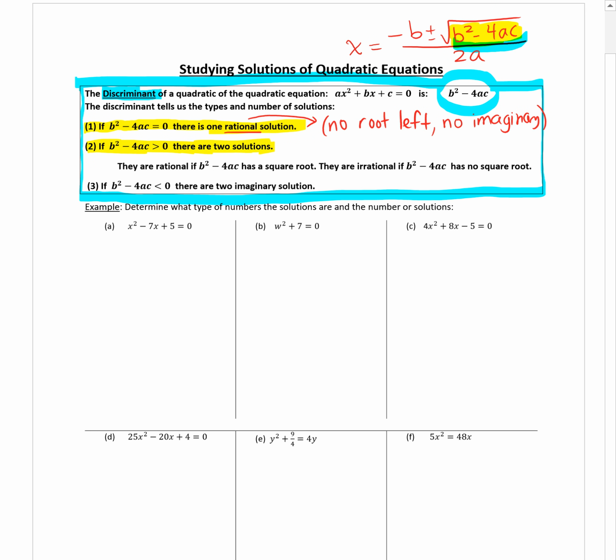But there are two possibilities even within that. So if b squared minus 4ac, the discriminant, is greater than 0, it could be that those solutions are rational, and that'll happen if that value of the discriminant, b squared minus 4ac, actually has a square root. Because if that thing actually has a square root, the square root will disappear and we'll be left with nice fraction or whole number answers. But on the other hand, the solutions will be irrational if b squared minus 4ac has no square root. So I guess you can imagine irrational is just the opposite of rational. That means there's still a square root, or it contains a square root.